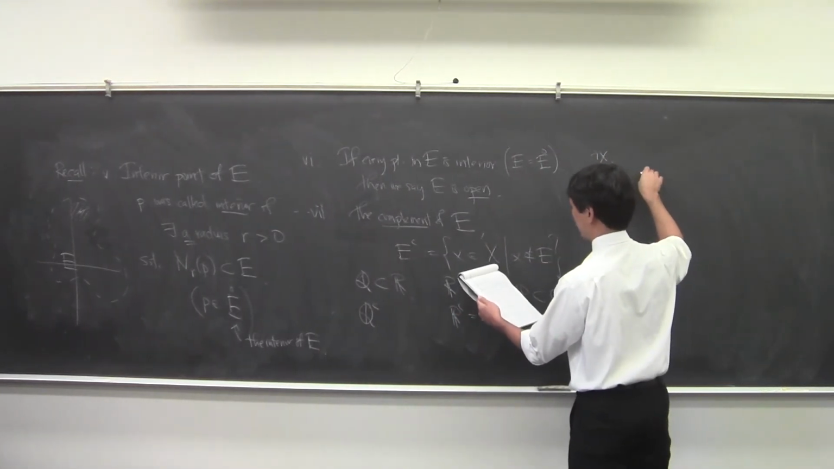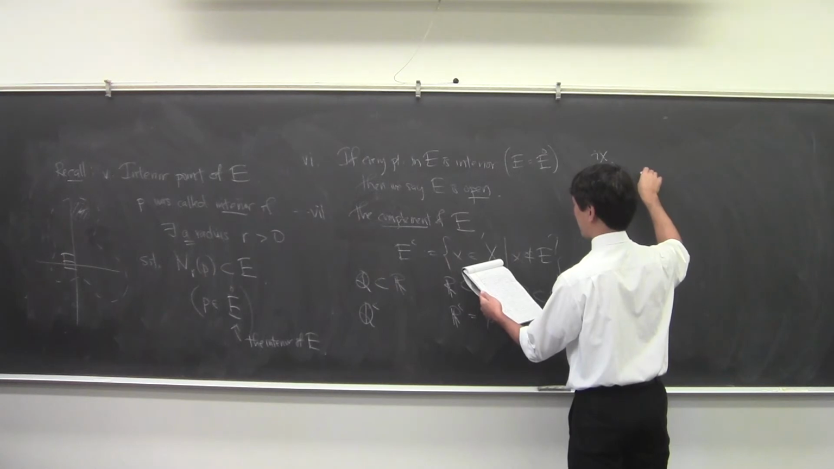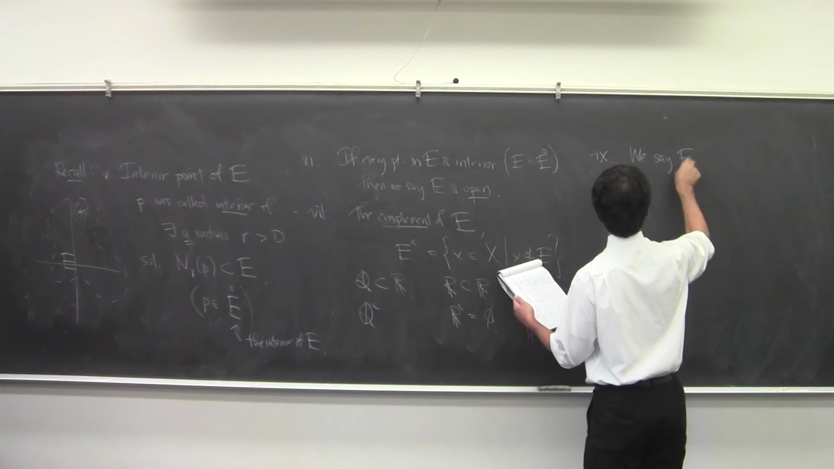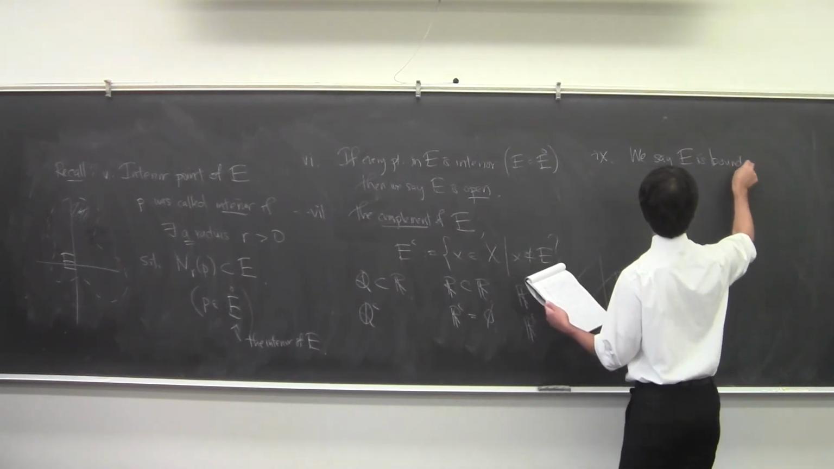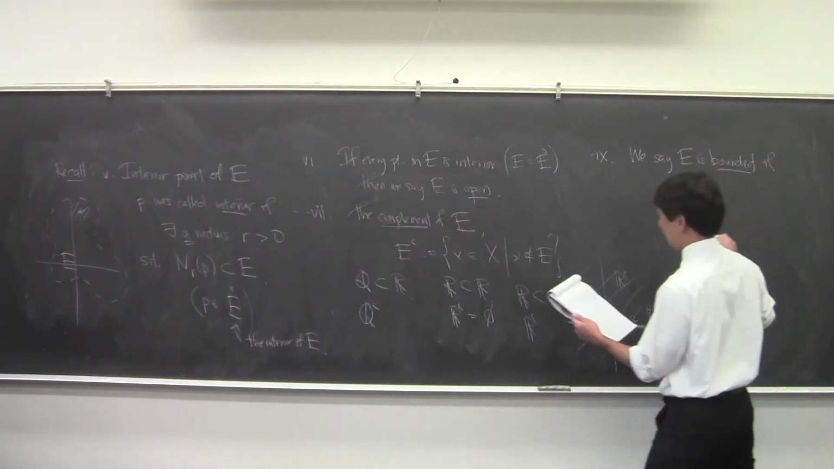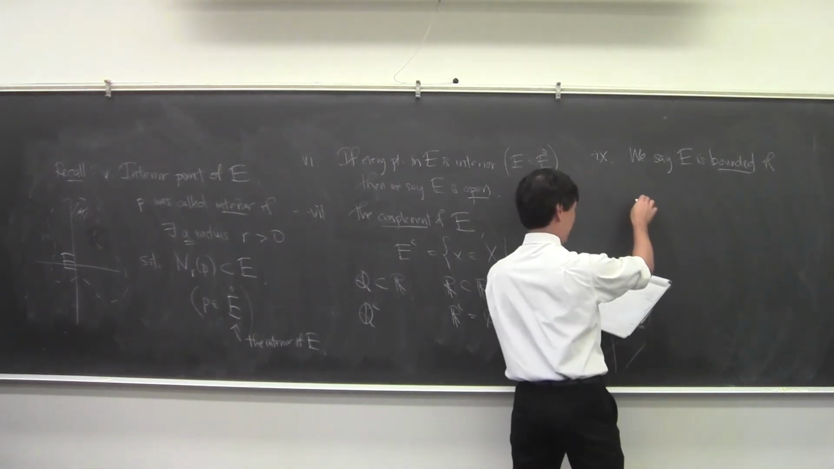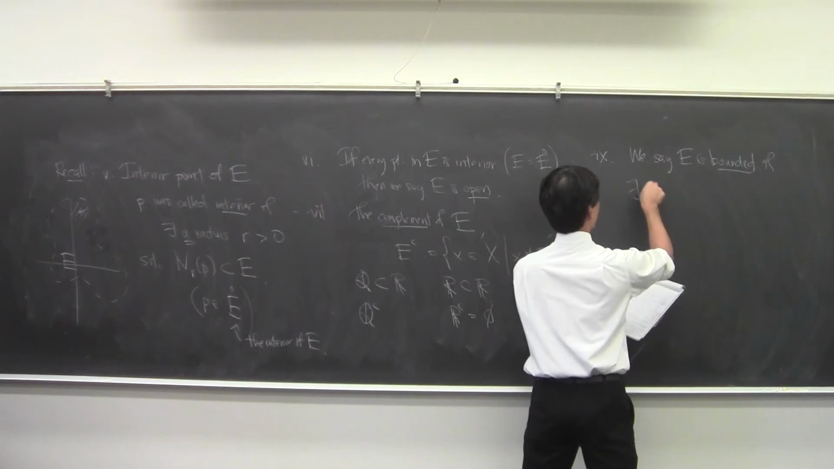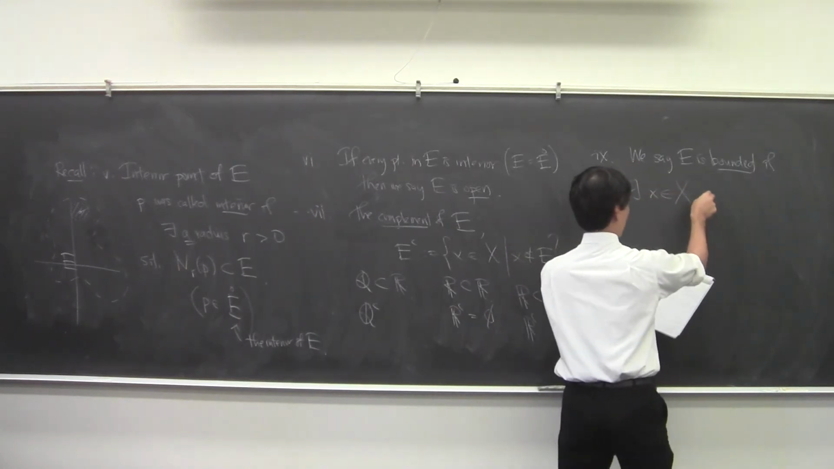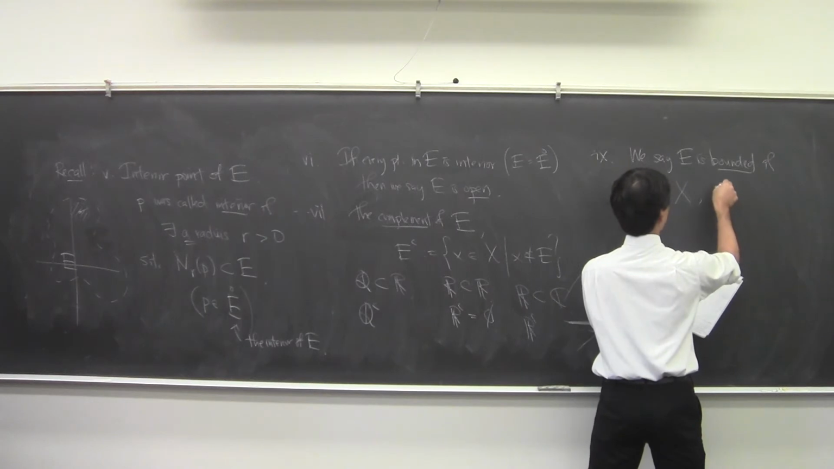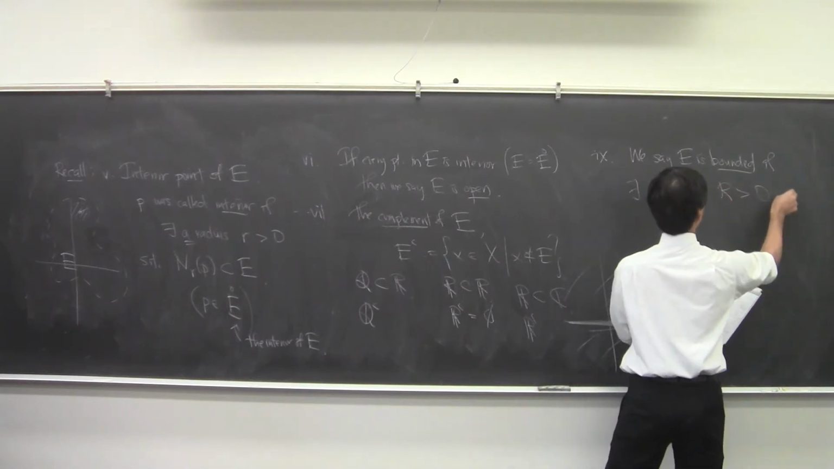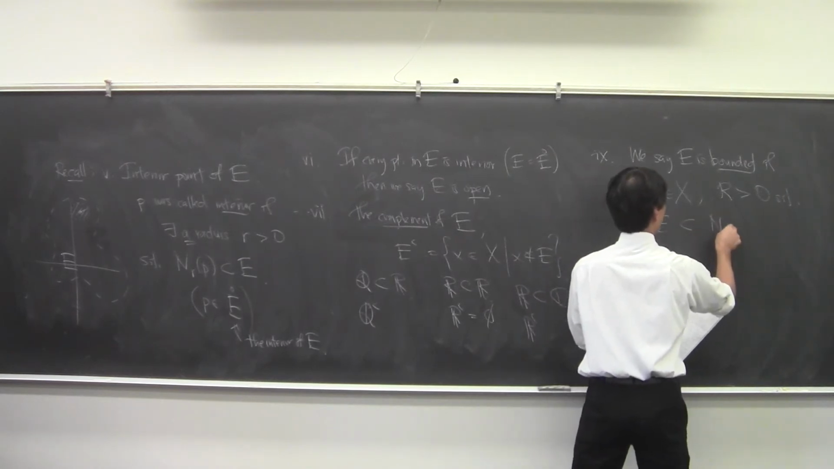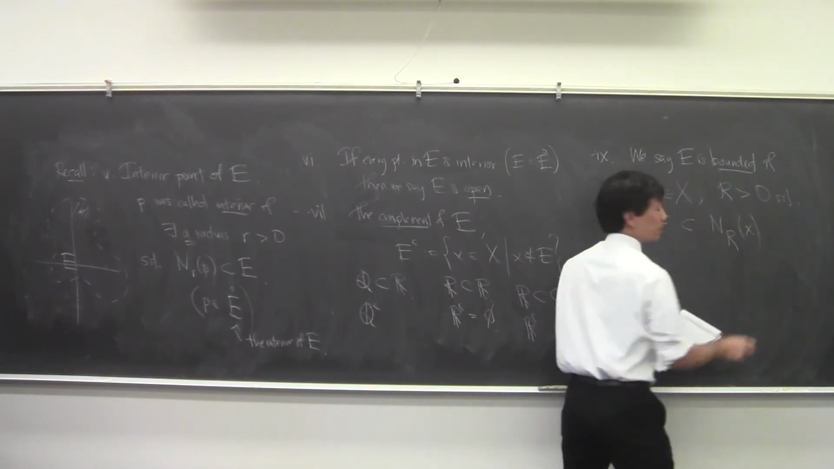Bounded set. So we say E is bounded, here's the funny definition, if there exists a point x in your space, and there exists some radius, and E is contained inside the neighborhood of that radius around that point.